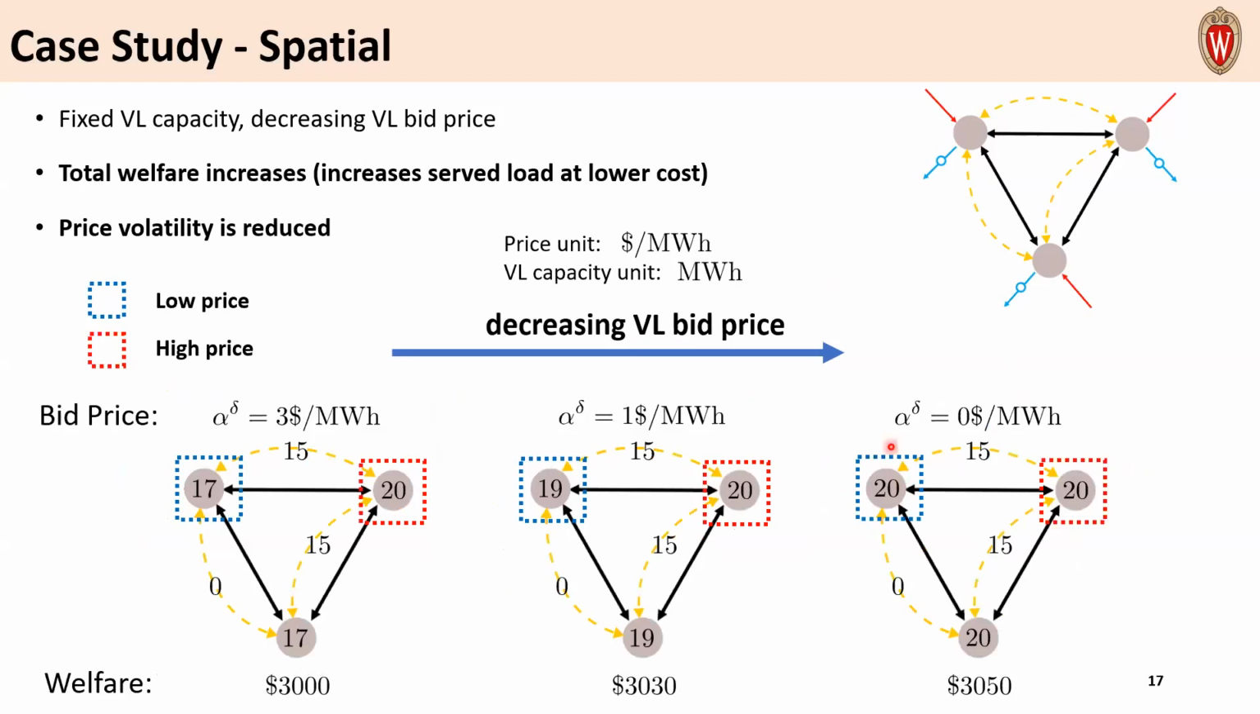With the same network, we run another 3 cases where we now fix the virtual link capacity, but gradually decrease the virtual link bid price from 3 to 0. Again, we can see that the total welfare increases because now the cost of using the virtual links is smaller. In the meantime, the price volatility is reduced. And in the last case, when the bid price is 0, the prices become fully homogeneous. Essentially, the bid price of the virtual link determines the largest decrease of price volatility that specific virtual link can bring about to the system.